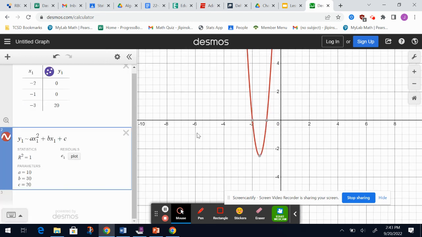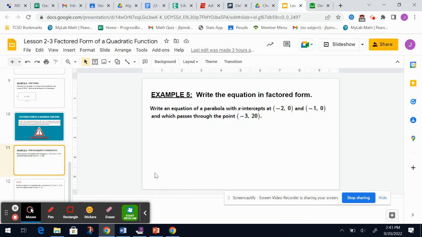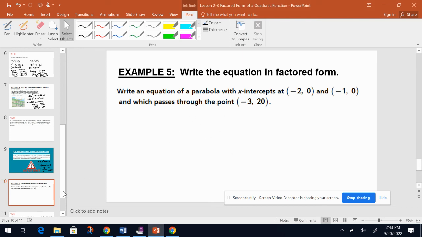Okay. There's a couple problems like that on the homework. So sorry I'm not here today. Hopefully this kind of helped you out. You guys should be able to do that using a linear regression. Again, if you need that formula, it's this right here, y1 tilde a x1 squared plus b x1 plus c.